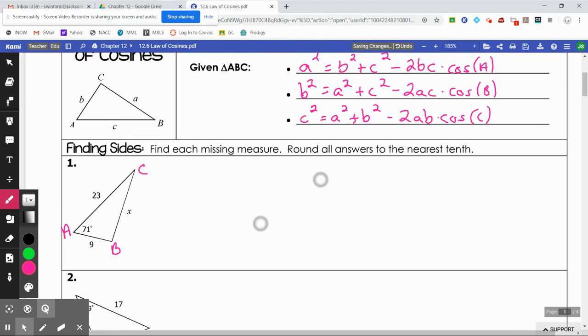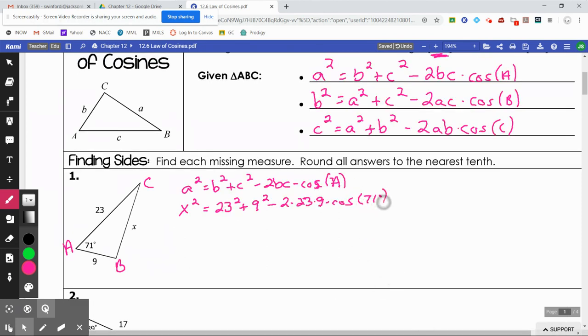So plugging this into our first formula gives us a squared equals, I'm going to write the formula down, b squared plus c squared minus 2bc times the cosine of A. That's cosine right there. So therefore, small a is x, so we have x squared equals, little b is 23 squared plus little c is 9 squared minus 2 times 23 times 9 times the cosine of 71.